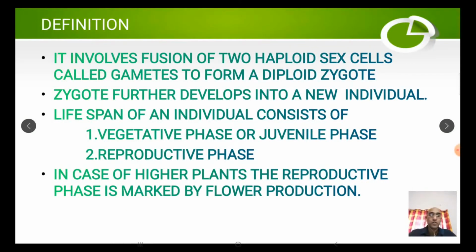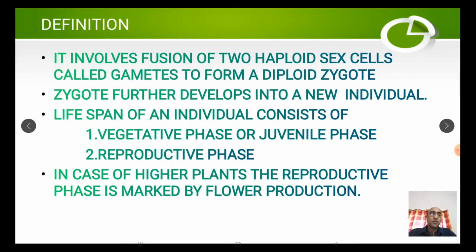What is sexual reproduction? It is the process in which the haploid gametes fuse to form a diploid zygote, and this fusion process is known as fertilization. So the process in which the two haploid sex cells, which we call gametes, fuse to form a diploid zygote is known as sexual reproduction. Got it? So during sexual reproduction, fusion of two haploid sex cells occurs. As a result of this fertilization process, a diploid zygote is formed.